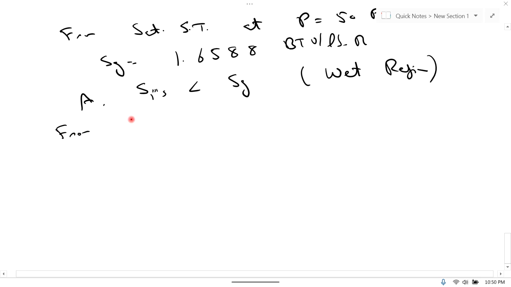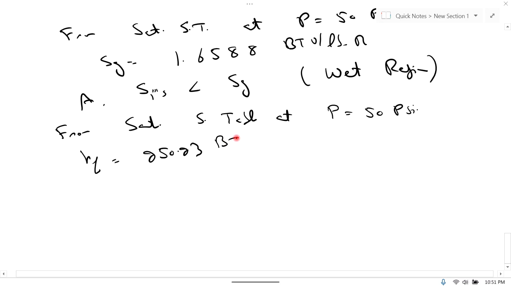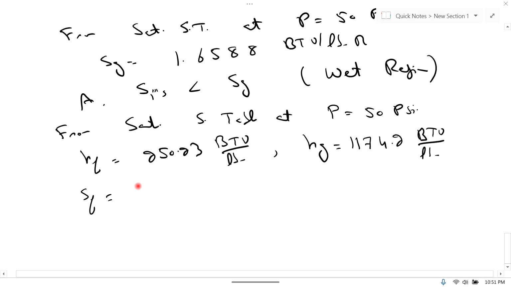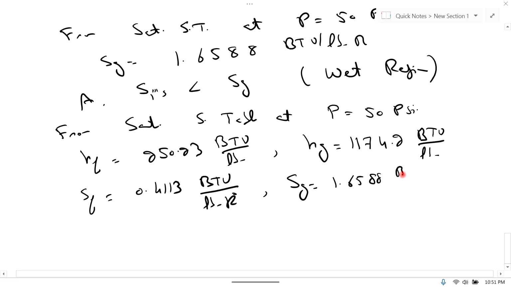So from the saturated steam table at pressure equal to 50 psia, find Hf, which is equal to 250.23 BTU per pound mass, and Hg is equal to 1174.2 BTU per pound mass, and Sf is equal to 0.4113 BTU per pound mass per degree R, and Sg is equal to 1.6588 BTU per pound mass per degree R.